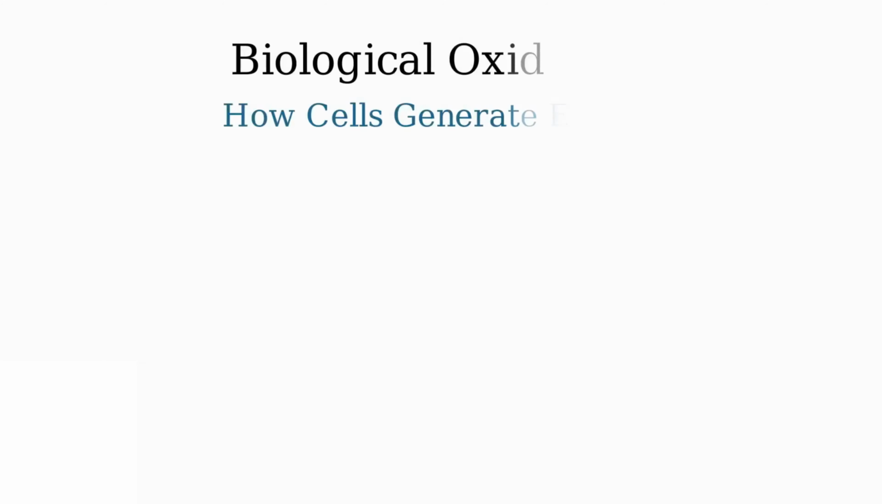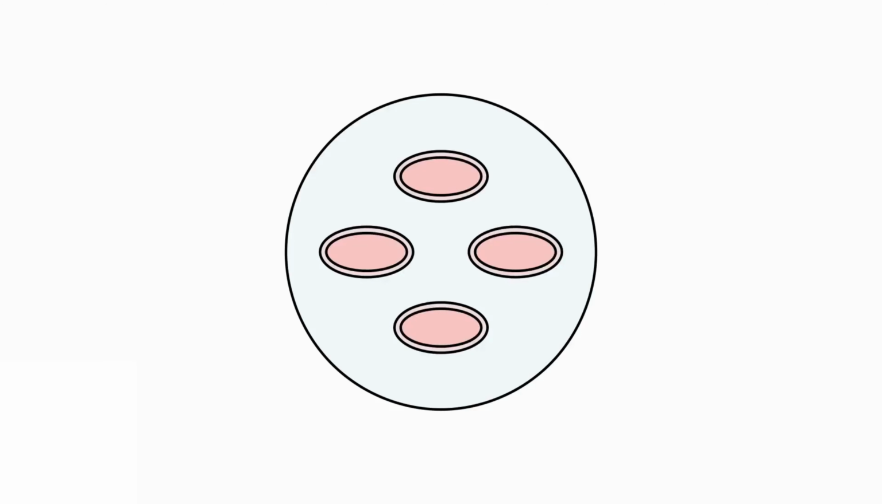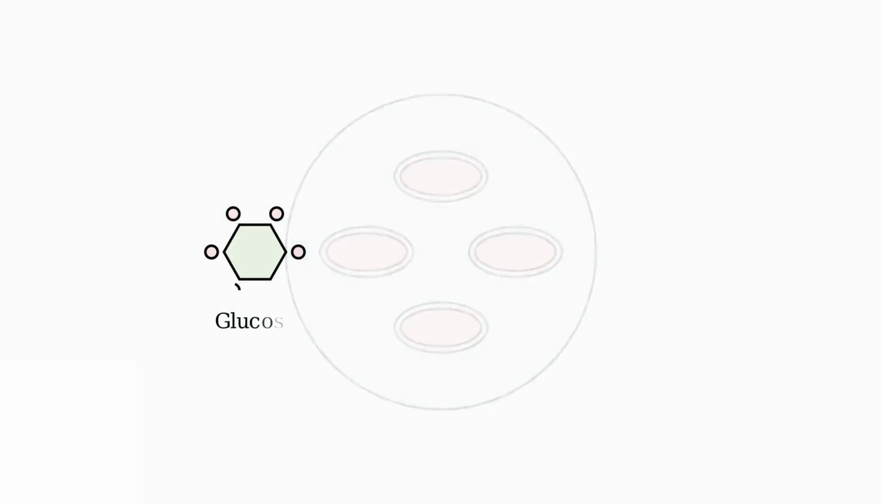Biological oxidation is the fundamental process that powers all living cells. To understand this process, let's look inside a cell where this vital energy generation takes place. Inside cells, mitochondria are the primary sites where biological oxidation occurs. The process begins with nutrients like glucose, which cells break down to extract energy.